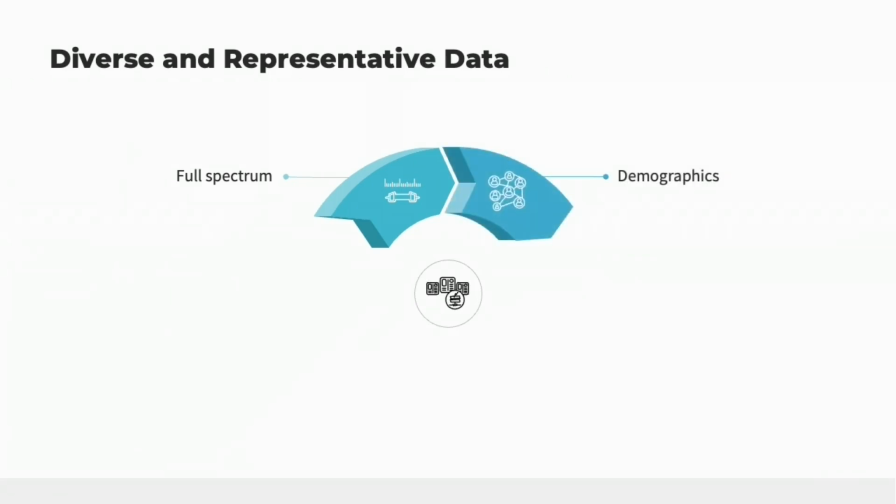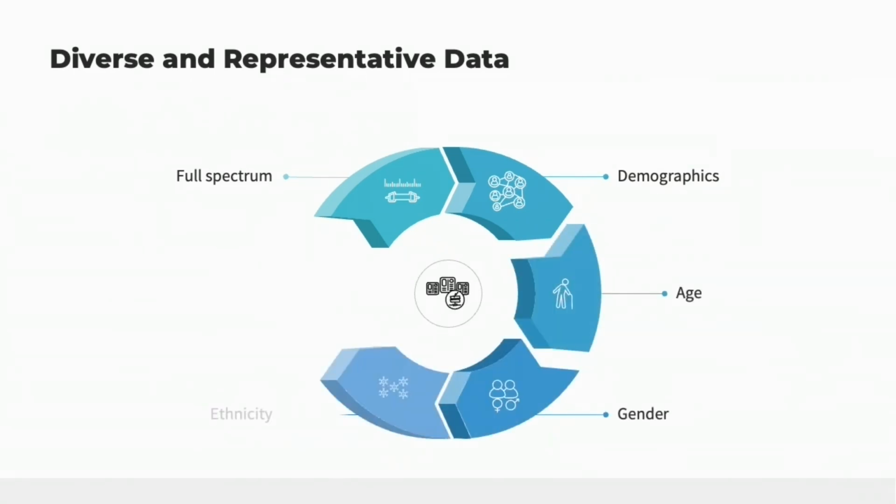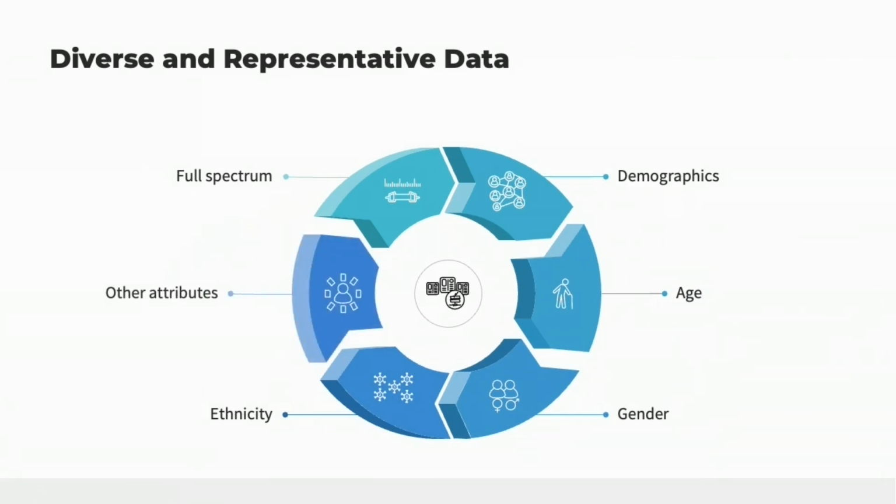Okay, diverse and representative data. So AI models should be built on datasets that mirror the full spectrum of diversity within the target population. Ensuring data inclusivity means taking deliberate steps to include various demographics, capturing a broad range of age, gender, ethnicity, and other relevant attributes to prevent systemic biases from creeping into AI decisions.